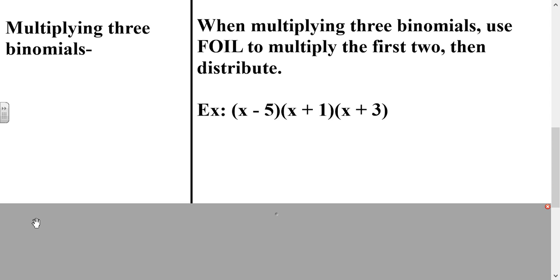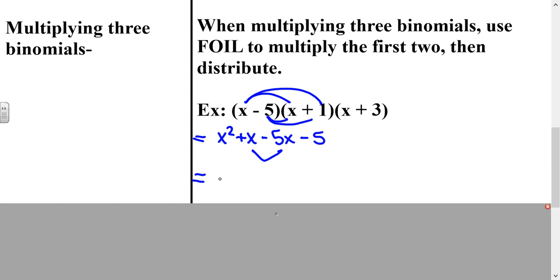I'm going to multiply the x times both numbers. So I would get x squared plus x. And then I would multiply the negative 5. So I have negative 5x minus 5. And then I can combine like terms. So I have x squared, and then x minus 5x would be negative 4x, and then minus 5. So that's my answer when I multiply the first two binomials together.